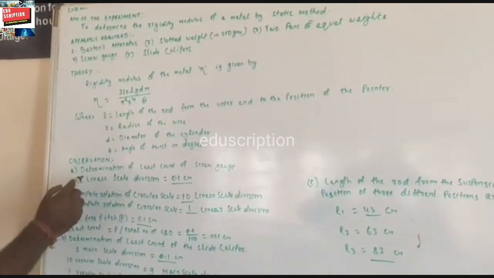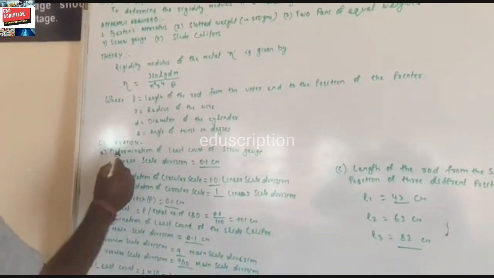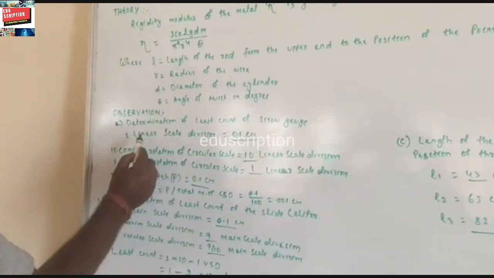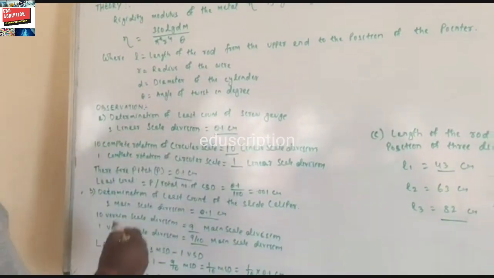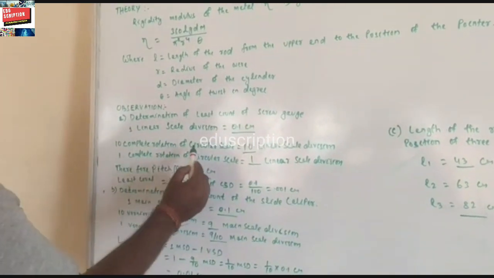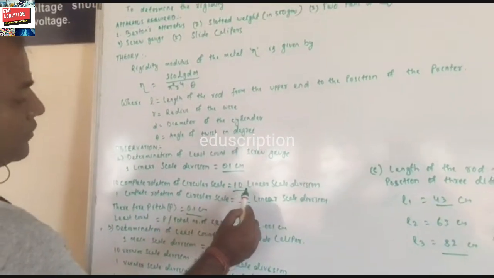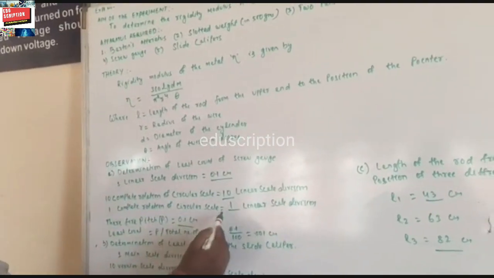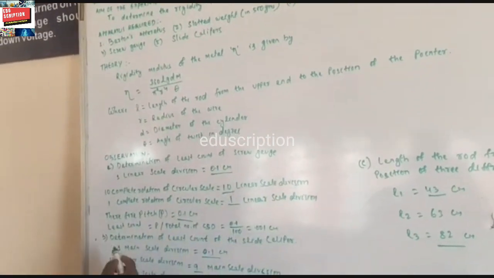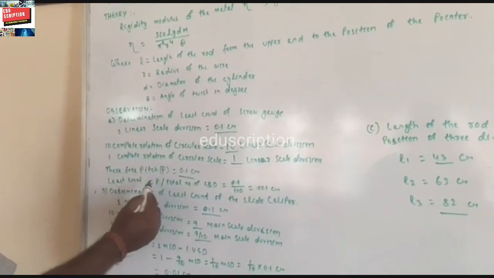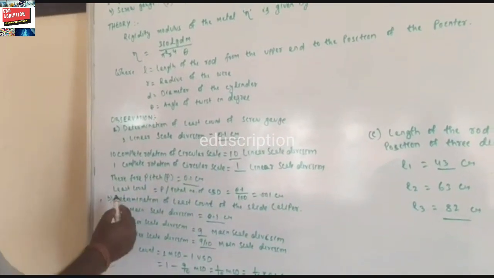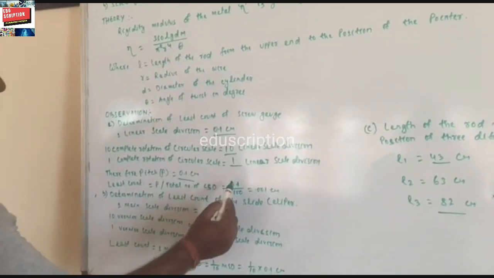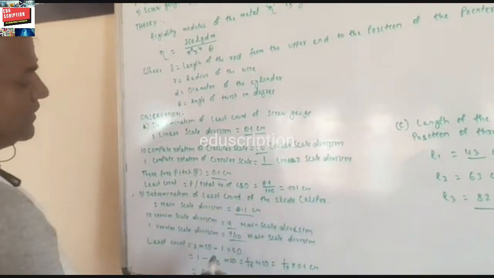Then your observation. First is the determination of least count of the screw gauge. One linear scale division is 0.1 centimeter. 10 complete rotations of the circular scale are equivalent to 10 linear scale divisions. One complete rotation of the circular scale will be 1 linear scale division. Therefore pitch is 0.1 centimeter, and least count is pitch divided by the total number of circular scale divisions, that is 0.1 by 100, that is 0.001 centimeter.